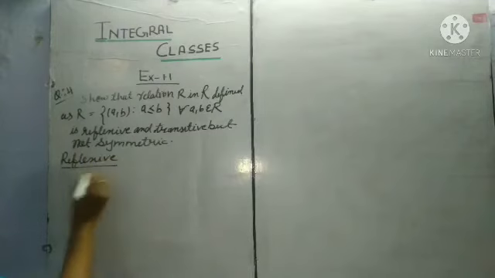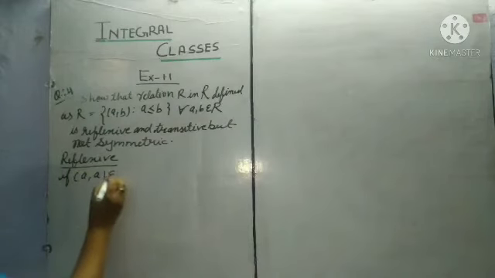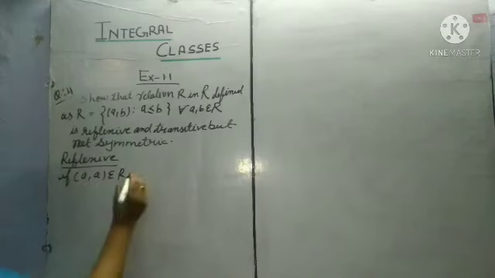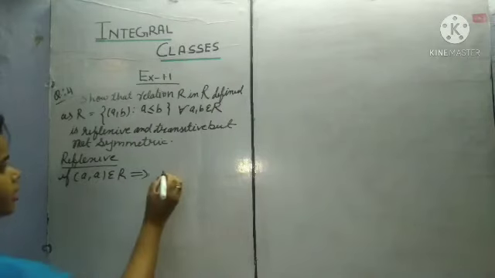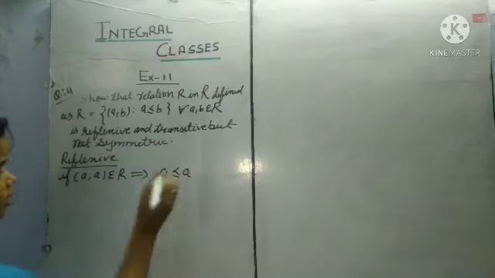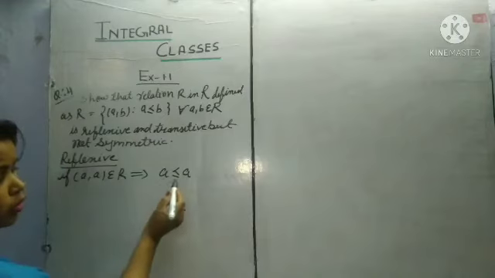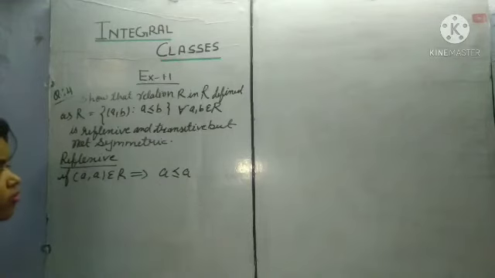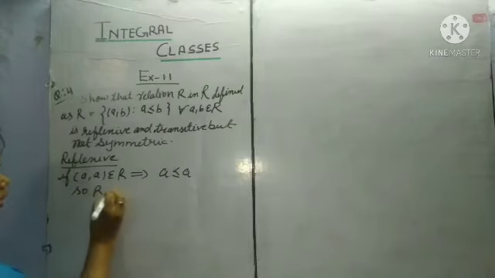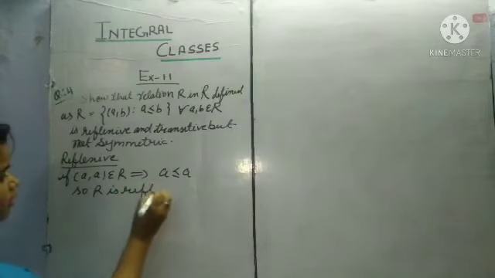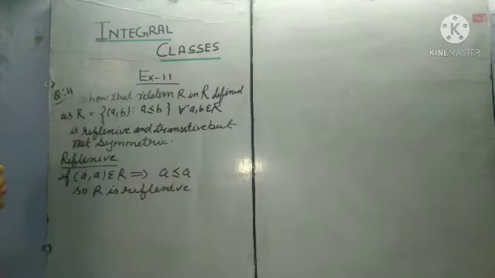Now for reflexive, first we consider the condition of reflexive. If a belongs to A, (a, a) belongs to R, then it implies that a is less than or equal to a. So student, this is possible: every number is equal to itself. So R is reflexive.